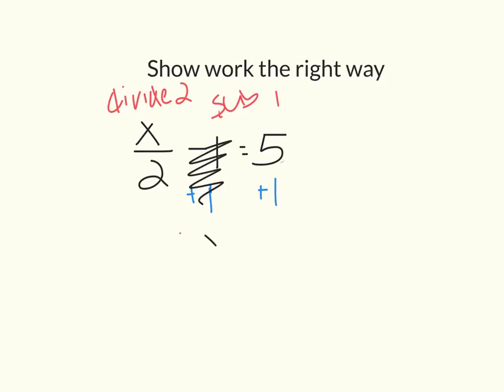That's the whole point. Rewrite the problem. X over 2 equals 6. Notice that my equal signs are lined up. And let's keep going. That's a divide by 2. The opposite of divide by 2 is multiply 2. Whoops, that's the wrong thing to use.